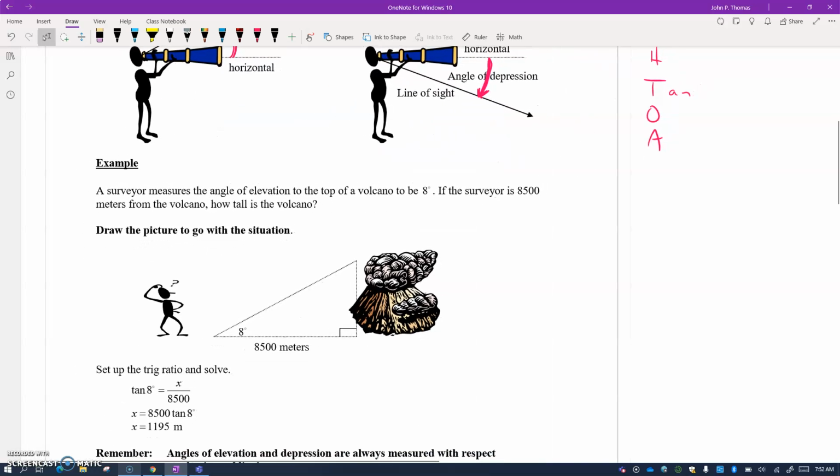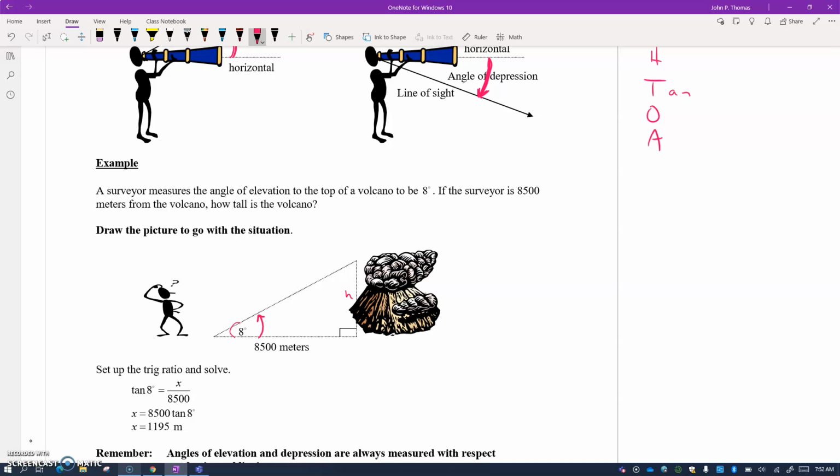So this example, a surveyor measures the angle of elevation to the top of a volcano to be 8 degrees. All right, so notice we're going up this way, 8 degrees. And the surveyor is 8,500 meters from the volcano. So we're looking at that distance being this side because it's a horizontal distance. And we want to find out how tall the volcano is.